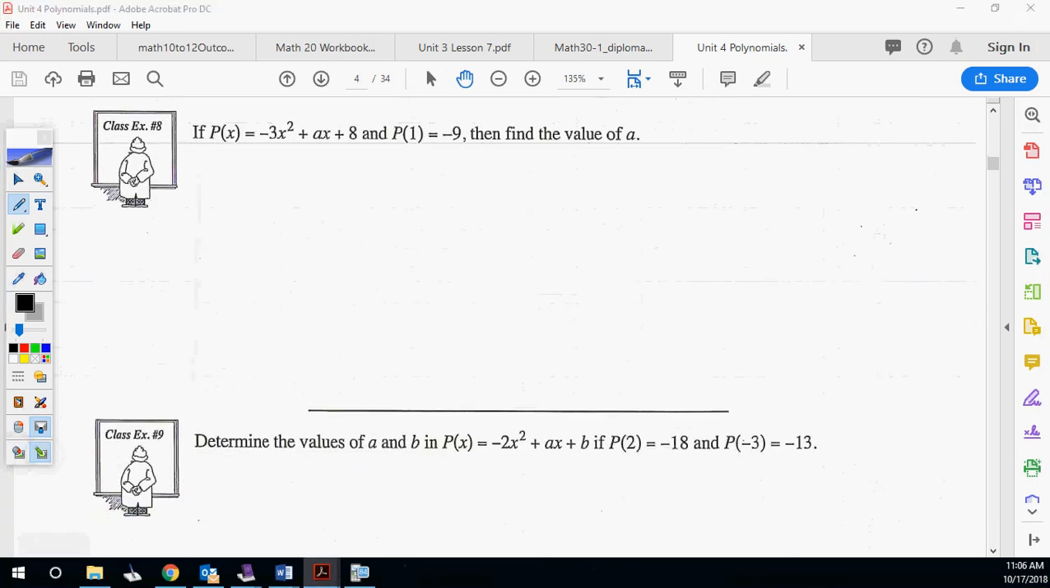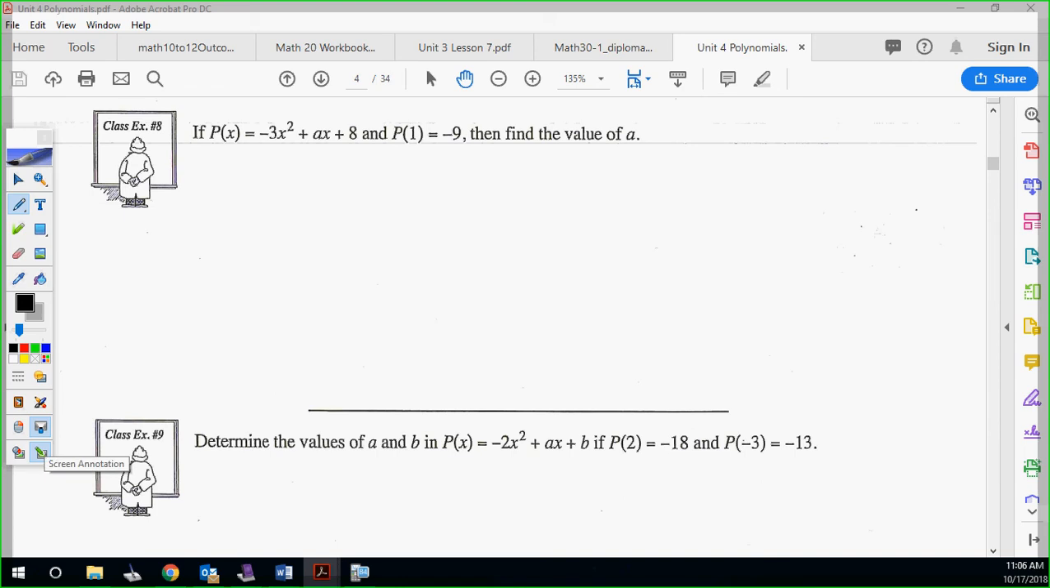All right, so if p of x is negative 3x squared plus ax plus 8, and p of 1 equals negative 9, then find the value of a. Okay, so what we're going to do is we're essentially just going to solve for a. Now, this sounds a lot harder than it is. All you need to do is put 1 for x and solve for a, because you're going to have one variable. That's all you need to do.